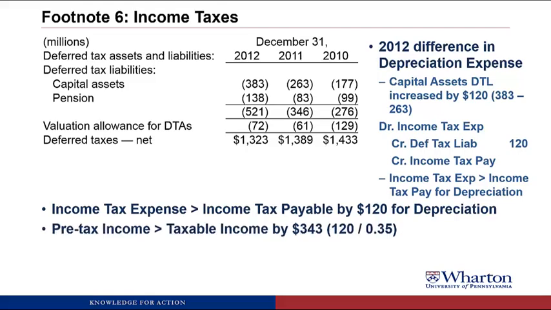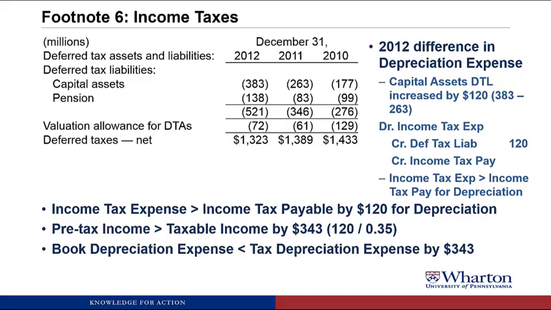If we had more expense, we must have had more pre-tax income, right? More pre-tax income gives you more tax expense. So pre-tax income is greater than taxable income by 343. That's the $120 tax difference divided by the statutory rate of 35%. So remember, if we have a tax difference, we always divide by the tax rate to get the pre-tax difference. If we had more taxable income, we must have had less depreciation expense on the books, right? Because less expense gives you more income gets you more taxes. So our depreciation expense on the financial statements was less than our depreciation expense on the tax return by this 343.